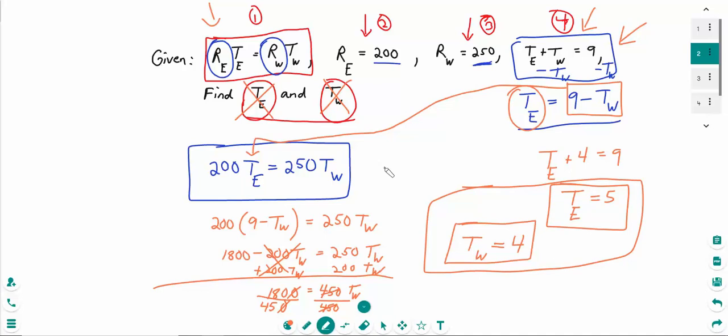So again, it's really not very different from what we've already done. Maybe the one exception is we have to take this equation over here and actually manipulate it. We have to solve it for either the t sub e or the t sub w before we can plug it into the main equation.